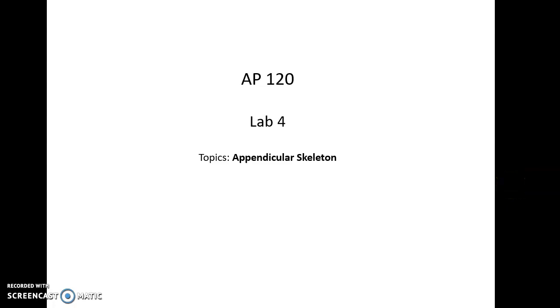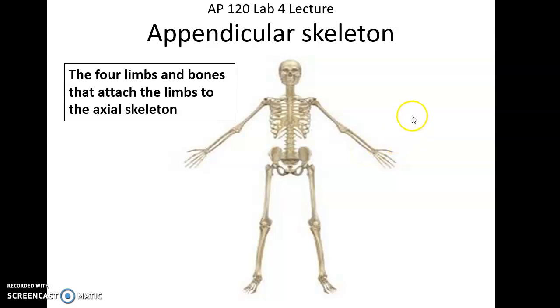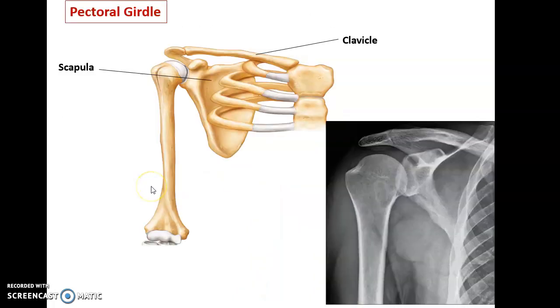AP 120, Lab 4, topics: appendicular skeleton. So the appendicular skeleton is the four limbs of the body and the bony structures that attach them to the axial skeleton. So we'll start with the pectoral girdle.